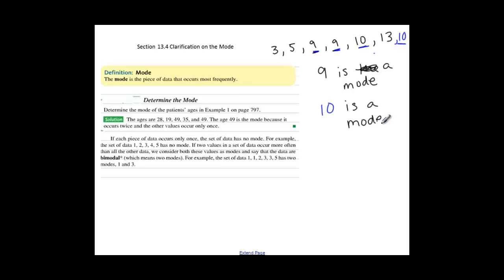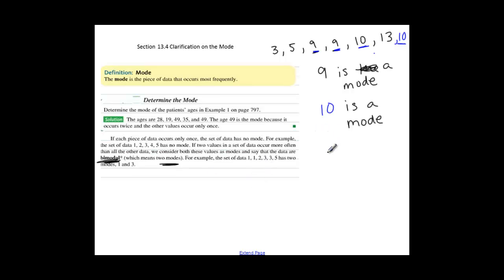And this is a case where if you look in your textbook example, it says if two values in a set of data occur more often than all the other data, we consider both these values as modes and say the data are bimodal. So that would be an example of a bimodal set of data.